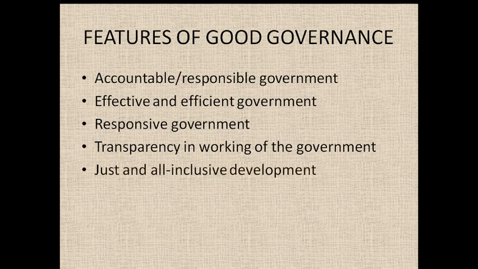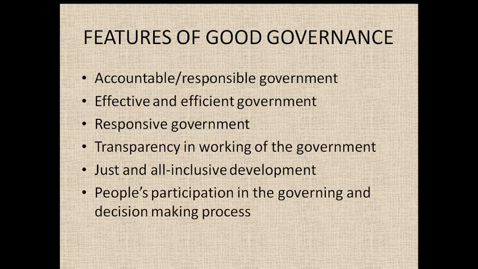Fifth, just and all-inclusive development. That is, the development should be in all the sections of the society and it should be fair. It is not that only a particular section of the society is given more importance and the others have been neglected. So the development should be in all the areas. Last, people's participation in the governing and decision making process. That is, people should be included in the governing as well as the decision making process. Girls, you have to study these features of good governance properly, as this also could be asked in the exam for a concept map.